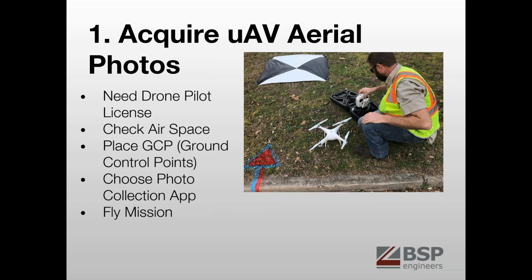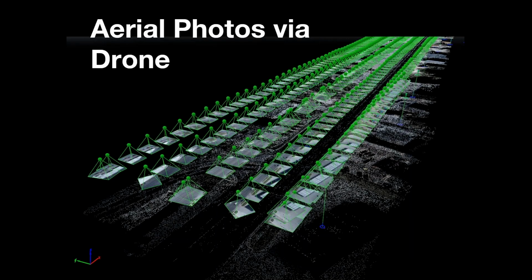And then ultimately you need to fly the mission. This was a challenge because we had 2.7 miles of linear highway. So we actually flew this mission in 3 different parts and then stitched the missions together using the Pix4D software. And we'll talk a little bit about that coming up.